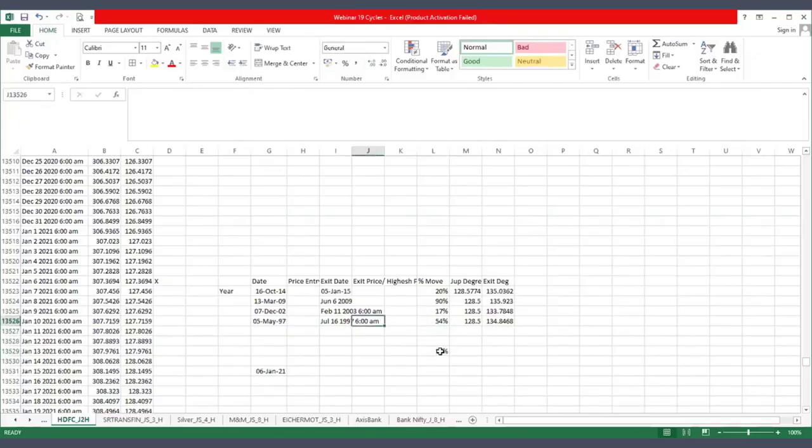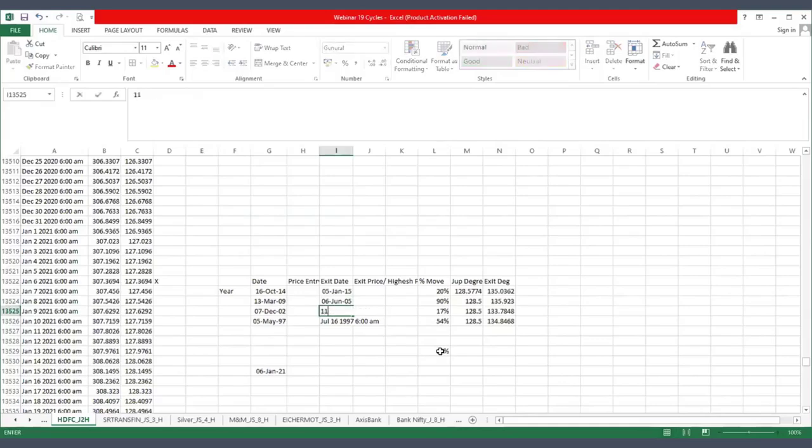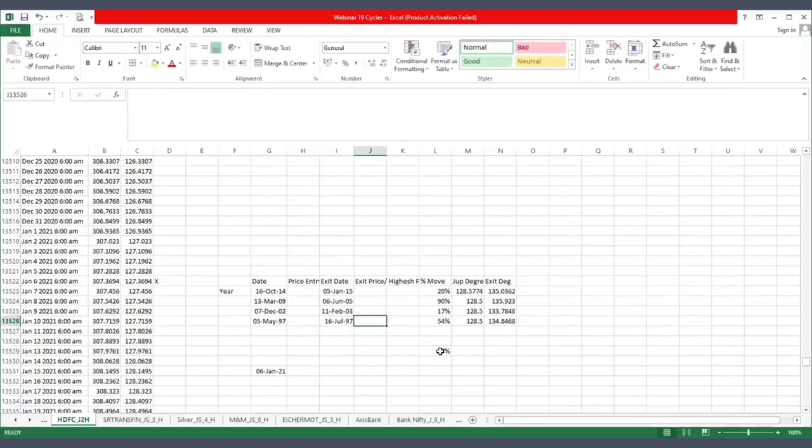Okay, and the number of days, let's see what has been the number of days. This was 6th June 2005. This one is 11th Feb 2003, 16th July 97. So when I take the number of days difference, let's see what is happening. So some problem with the date. Okay, so this was 2009.